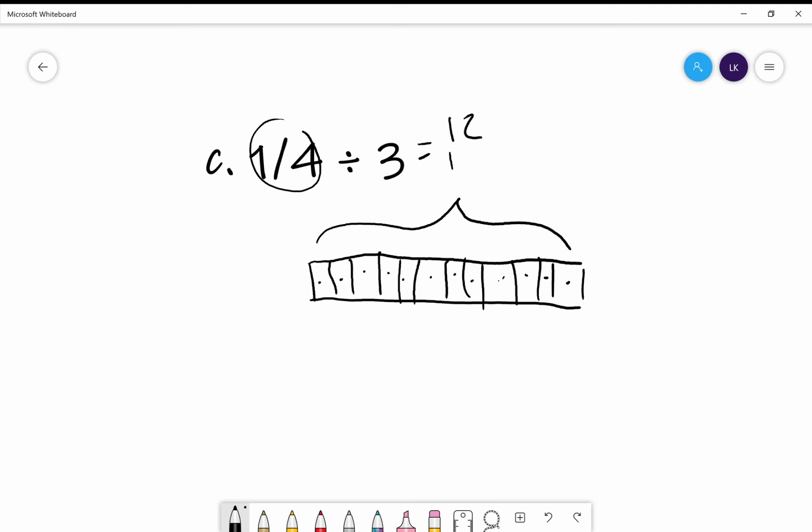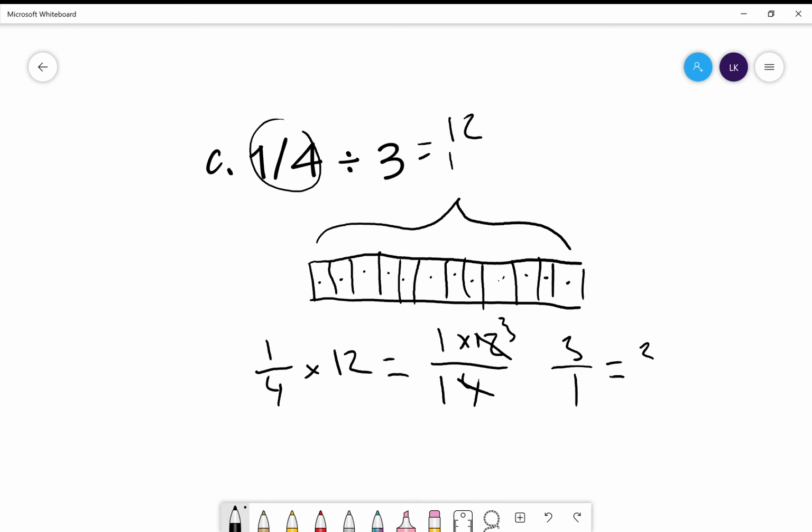Can I double check this? Of course I can double check this. Let's take 1/4 times 12. 1 times 12 over 4. 4 goes into 4 one time. 4 goes into 12 3 times. So that is now equal to 3 over 1, or 3.